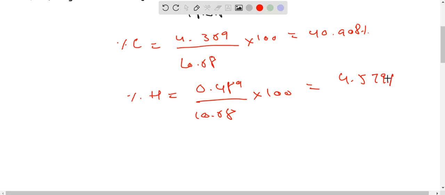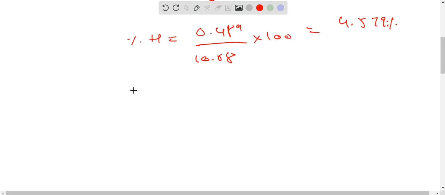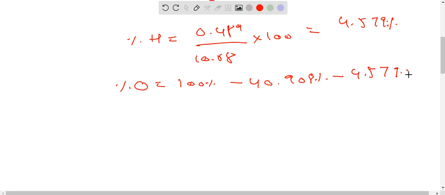So we get that the percentage of hydrogen in the sample is 4.579 percent. Now to find the percentage of oxygen, we will subtract the percentages of hydrogen and carbon from 100 percent, meaning the total percentage of the sample. So the percentage of oxygen is equal to 54.513 percent.